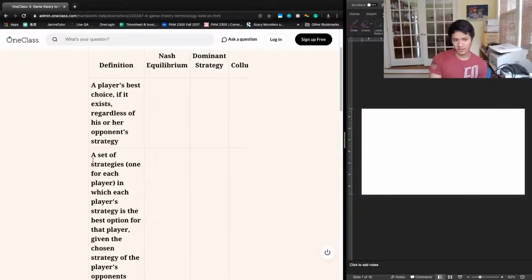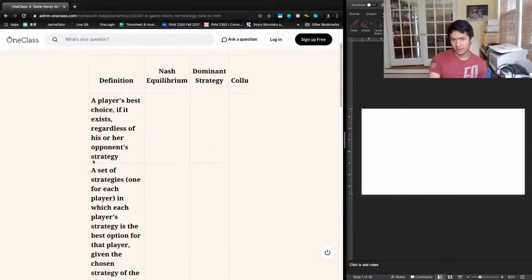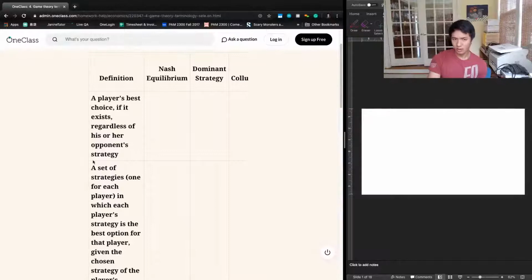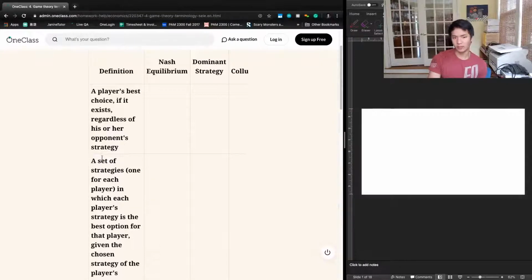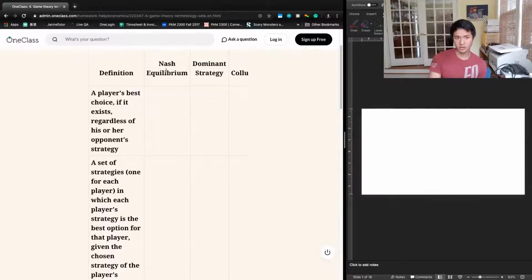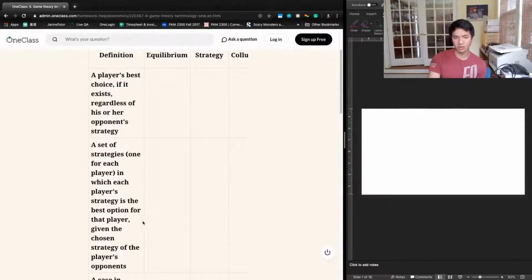Next definition says a set of strategies, one for each player, in which each player's strategy is the best option for that player, given the chosen strategy of the player's opponents. And so this is going to be basically an equilibrium point that you reach based on your assumptions for other players' choices. It's going to be what we call Nash Equilibrium, a set of strategies for both parties that results in equilibrium given each other's strategy.